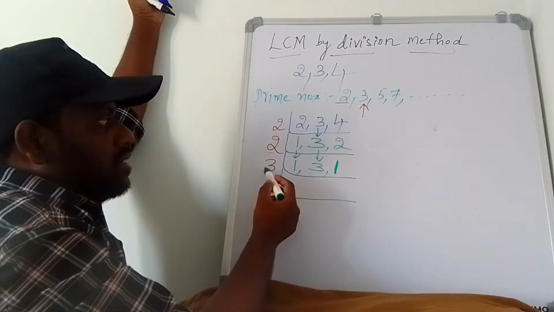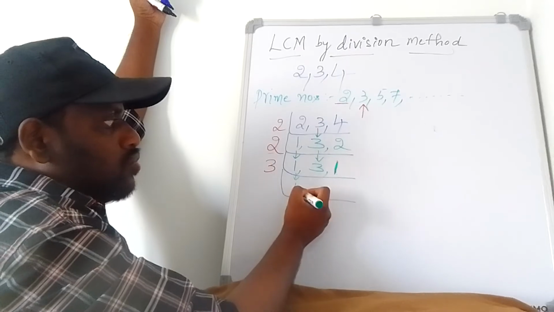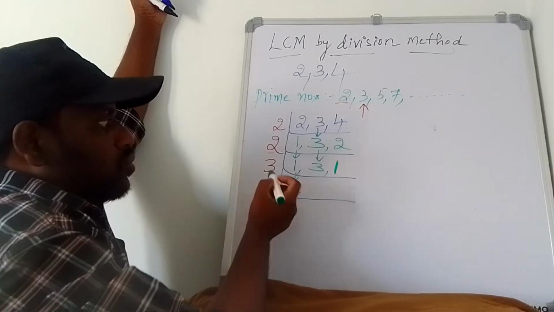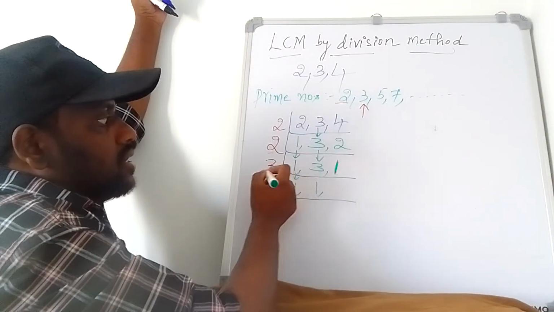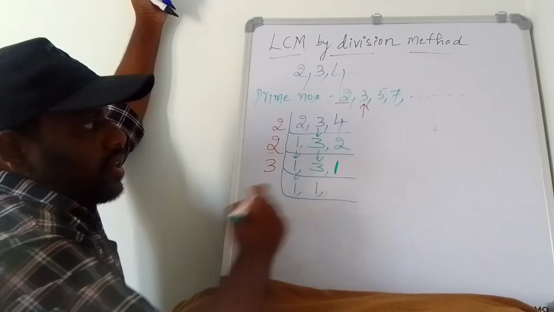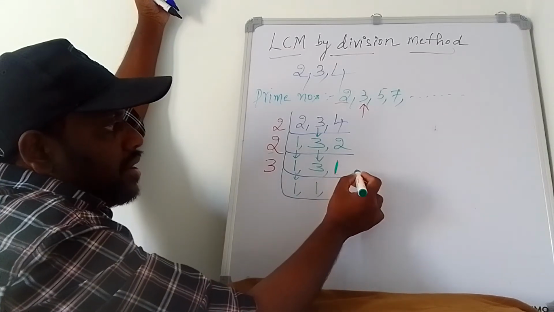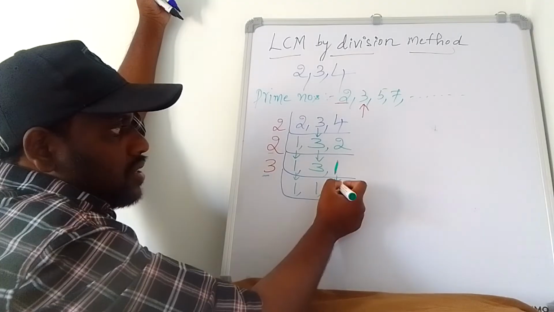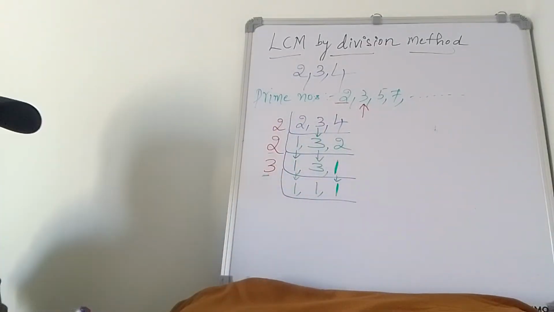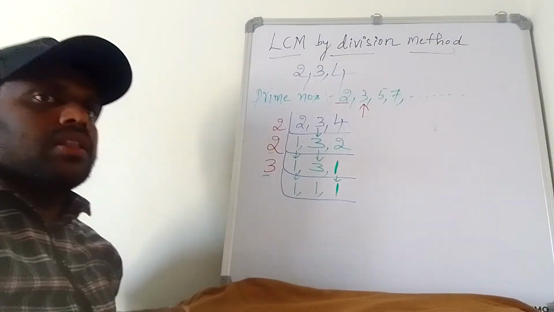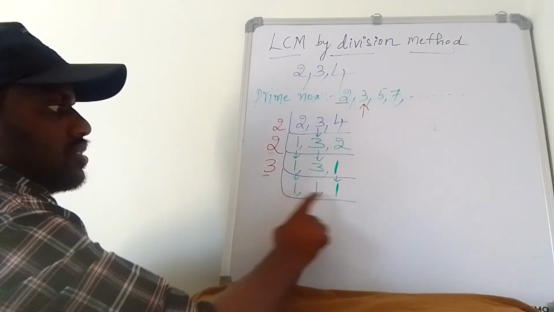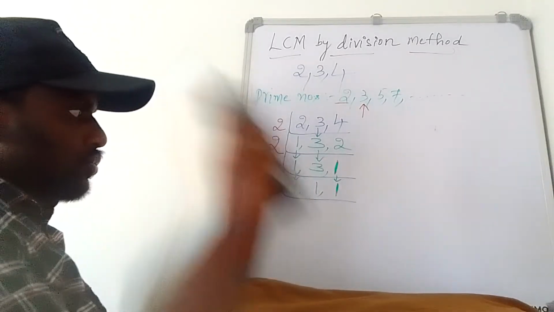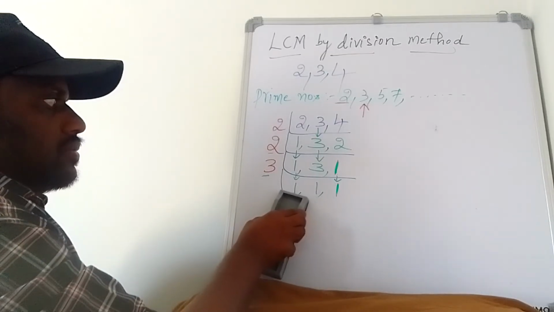Now see, 1 cannot be divided by this 3 completely. You will take this as it is, 1. But 3 can be divided completely by this 3, so 3 ones are 3. And this 1 cannot be divided completely by this 3, so you keep this 1 as it is. Got it? As I said in the previous example, when you get all ones in one row, at that time you stop the division process. So don't write this line.